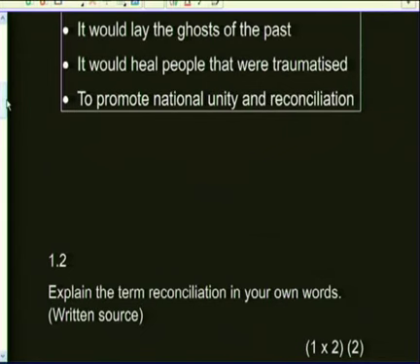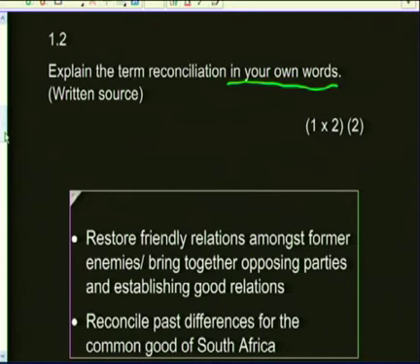And then we look at the next question. Explain the term reconciliation in your own words. That means this is not in the source. If you look at the possible answers there: to restore friendly relations amongst former enemies, bring together opposing parties and establish good relations, reconcile past differences for the common good of South Africa. So there, if you get a question like that, it's any possible answer provided that it is relevant. So in other words, you can't just make things up.